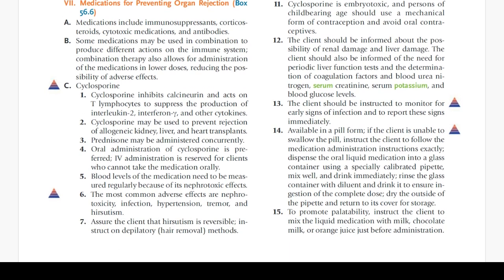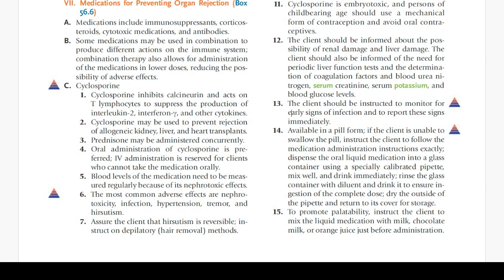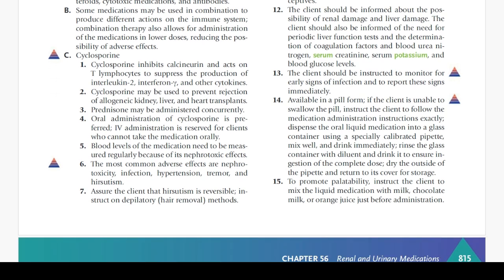Here is our cyclosporine. It is going to inhibit calcineurin and acts on T lymphocytes. Basically, it's suppressing the immune system. It is going to prevent rejection of kidney, liver, heart transplant. It may be given with a steroid such as prednisone. Blood levels need to be measured.